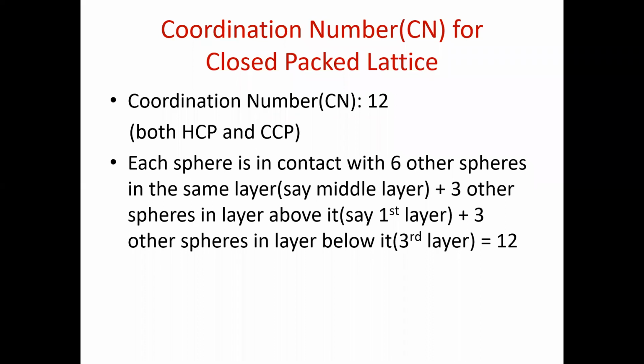6 in its own layer, any layer you take, because we are considering the coordination number of one sphere. That central one will not be counted. With how many others it is in direct contact: 6 in its own layer, 3 in the layer above, and 3 in the layer below. So altogether, the coordination number here is 12.